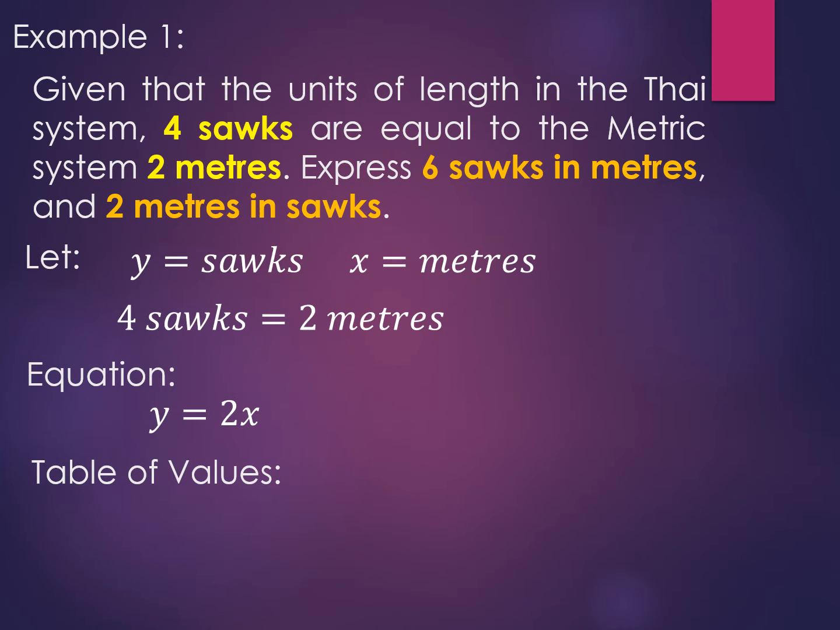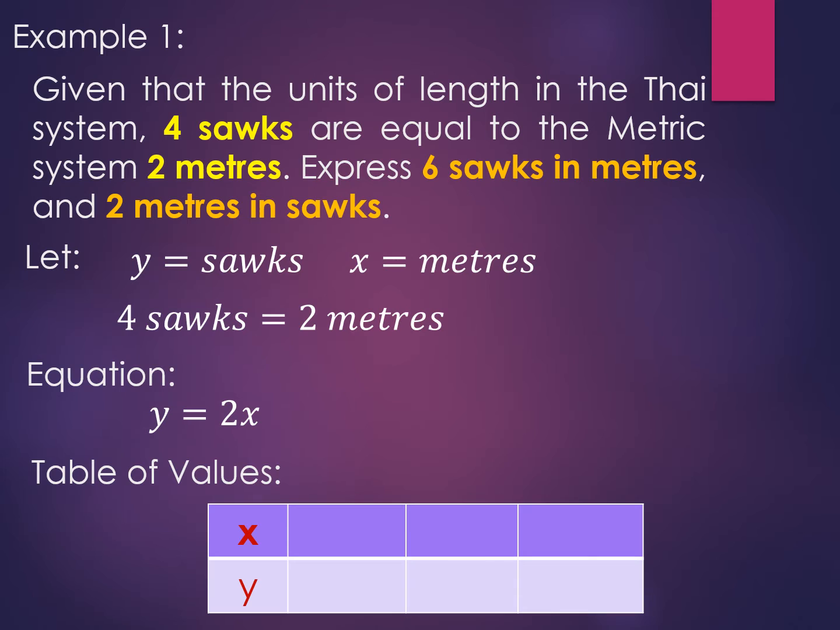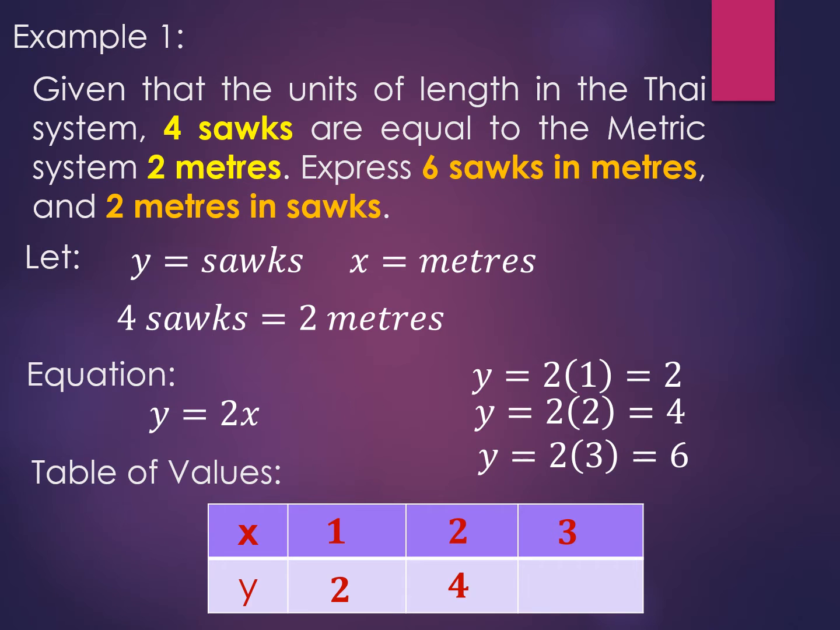So first, we are going to have our table of values. So it consists of your x and y. From here, when x equals 1, we are going to substitute 1 to x. So 2 times 1 equals 2. So when x is 1, y equals 2. And when x equals 2, substituting x to 2x, so 2 times 2 equals 4. And when x equals 3, so we have 2 times 3 equals 6.